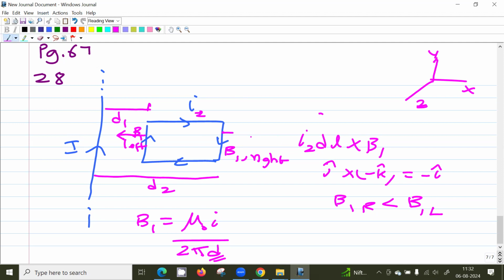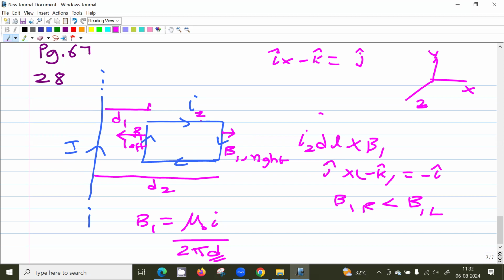Force on this right conductor will be shorter. So they'll leave a net force towards left. Now the force on the top part: for that, the current direction is I cap, and the B direction is minus K cap. So I cross K is minus J, so the force will be plus J cap. This one will be an upward force, and this one will be a downward force.